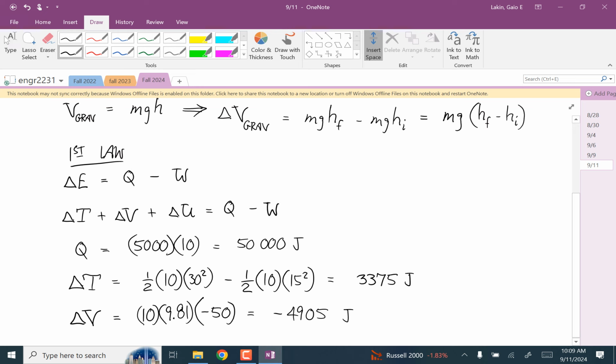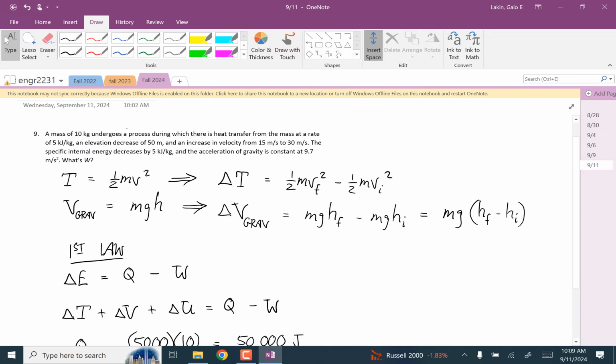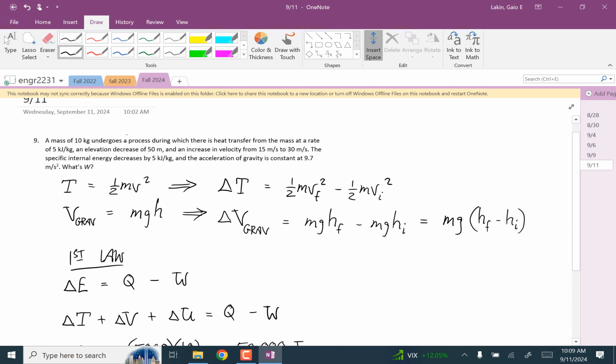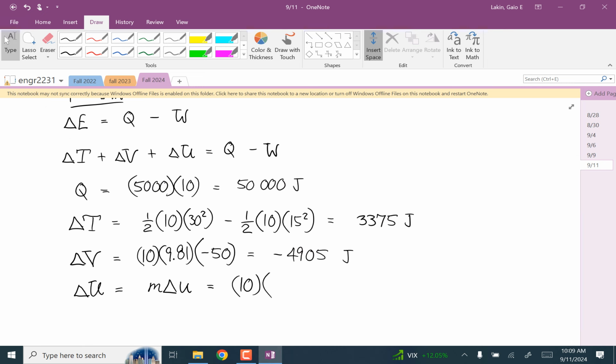And the last one we have to deal with is the change in internal energy. We are given the change in specific internal energy. So the change in internal energy is equal to the mass times the change in specific internal energy. And that is 10 times a decrease of 5. So negative 50 joules.